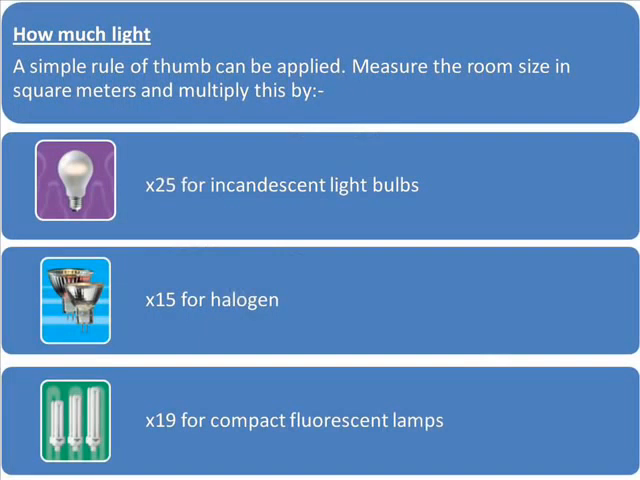Now to the question, how much light do I need? Determining the correct amount of light levels for a home is a very complicated subject and often depends to a degree on an individual's perception and requirements. However, a simple rule of thumb can be applied. Measure the room size in square meters and multiply this by 25 for incandescent light bulbs, by 15 for halogen bulbs, or by 19 for compact fluorescent lamps. This will give you the total wattage required to light that room.